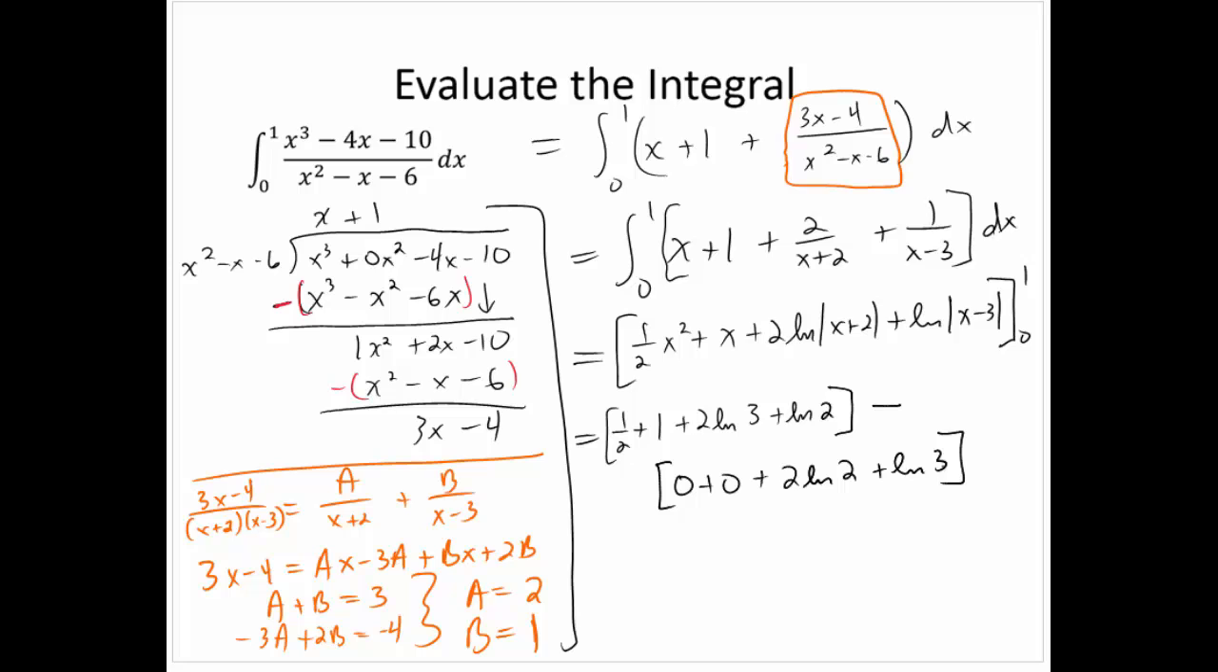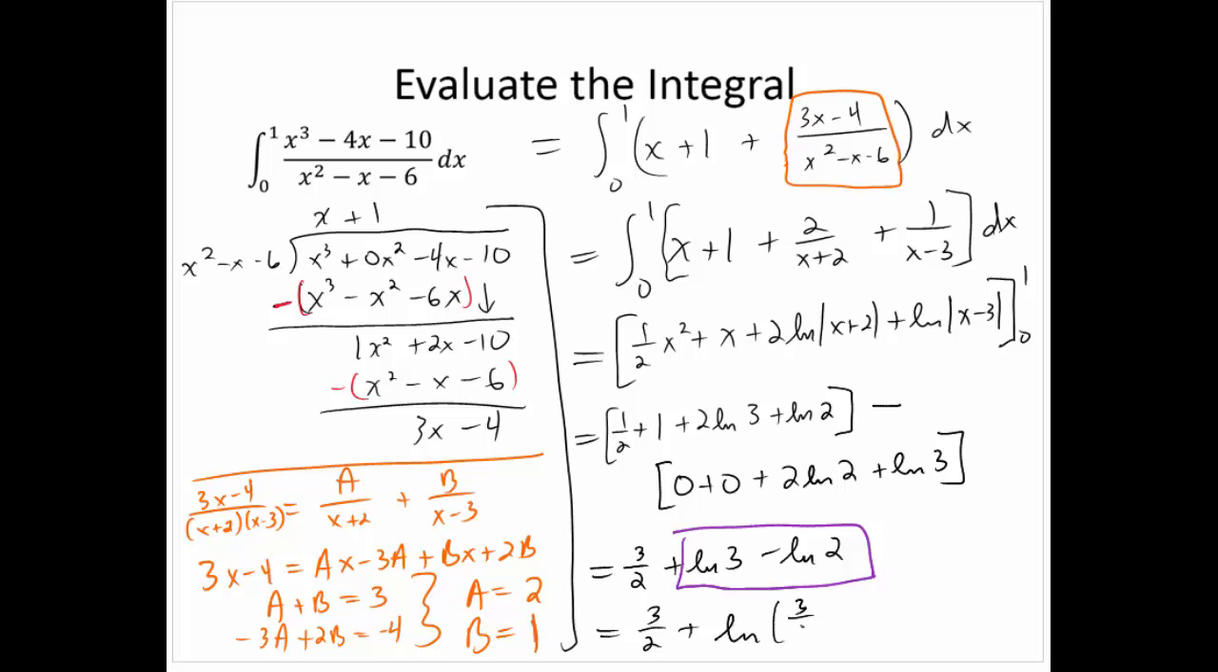Combining the like terms, I would have 1/2 plus 1, that's 3/2. I have 2 natural log 3 minus natural log 3, so that would be plus a natural log 3, plus a natural log 2 minus 2 natural log 2, so that would be minus natural log 2. And now I can group these together, the natural log of 3 minus the natural log of 2. So that would then be equal to 3/2 plus the natural log of 3/2.